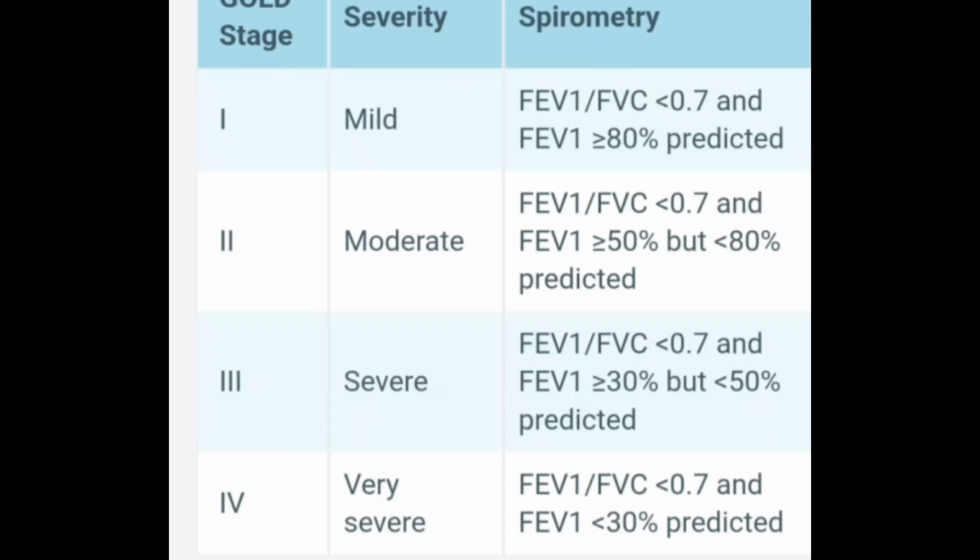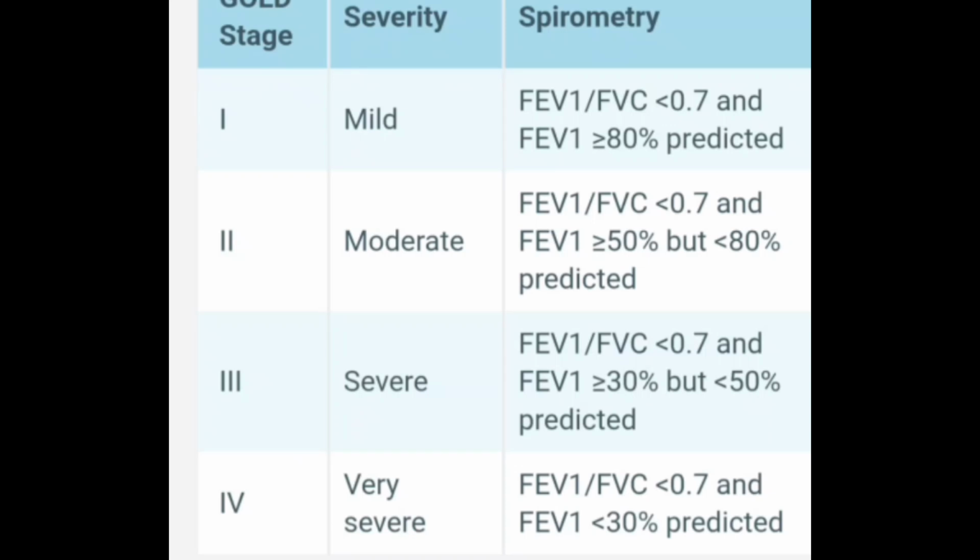Again an easy mnemonic: you just have to add this 1 to the 7, that becomes 1 plus 7, which means 8. So FEV1 greater than 80% of the predicted becomes mild. Now come to the fourth class, 4 here. You have to subtract this 4 from the 7. 7 minus 4 means 3. So FEV1 less than 30% means very severe.